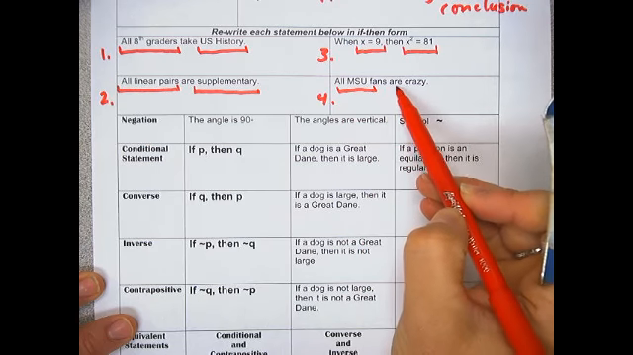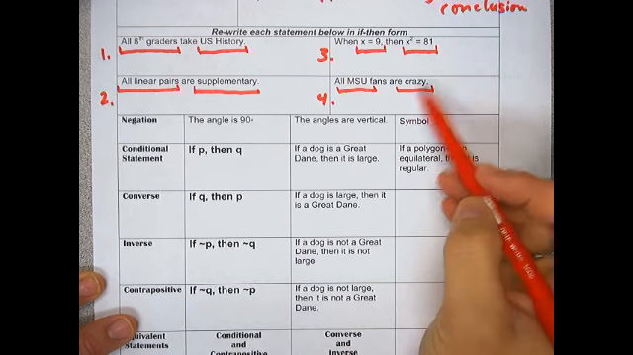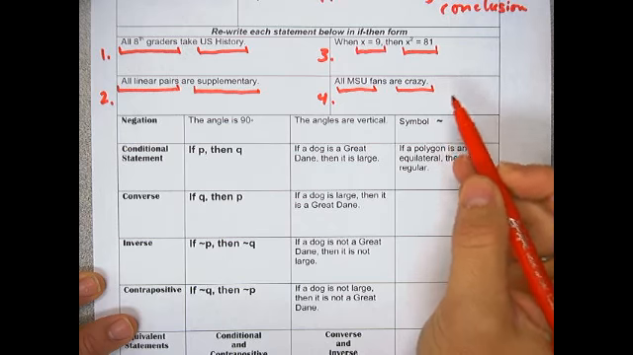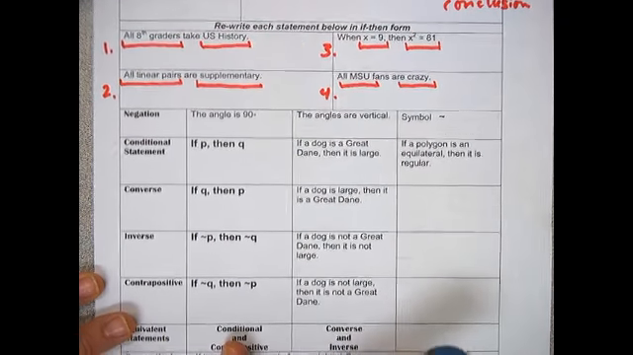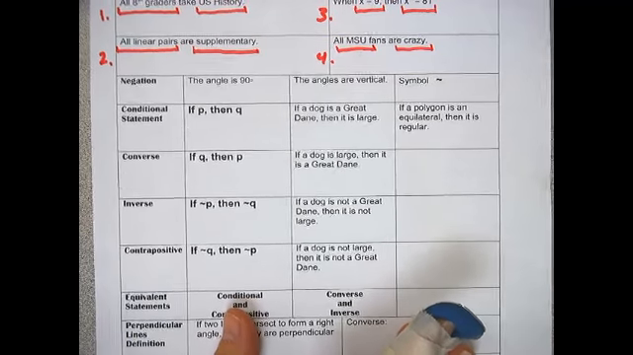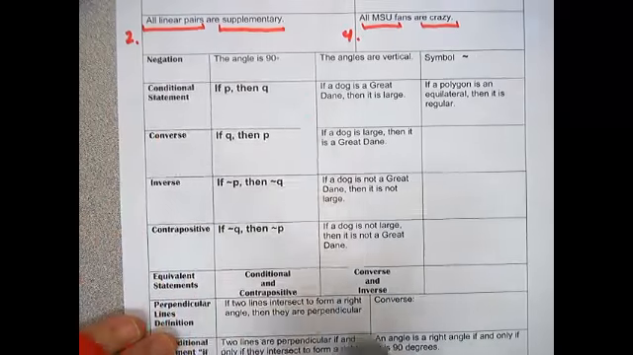And number 4 is my favorite. If you are a Michigan State fan, then you are crazy. And we all know you could put many different adjectives in there besides crazy, but we'll keep it fun. So if you are an MSU fan, then you are crazy. So that's developing that if-then statement. We'll have lots of practice with that.